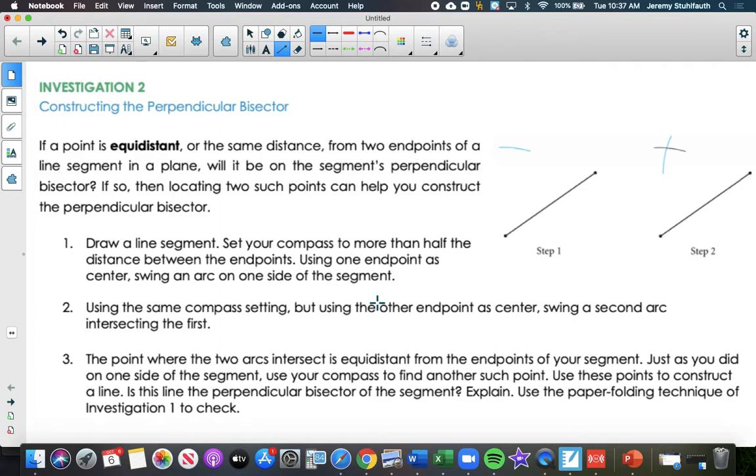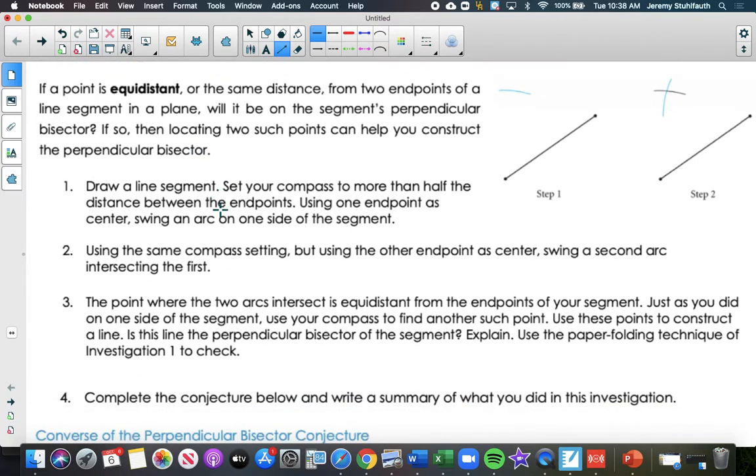What we're going to look at here is the converse of the perpendicular bisector conjecture. So the question that we would want to be answering is, if a point is equidistant, or the same distance, from two endpoints of a line segment in a plane, will it be on the segment's perpendicular bisector? So here's what we're going to do.